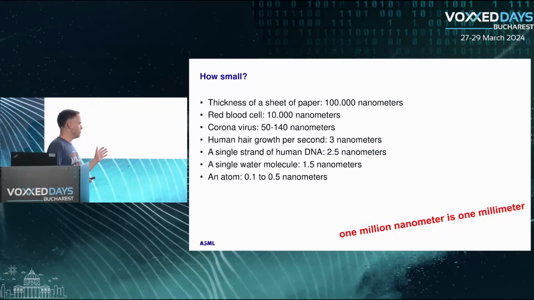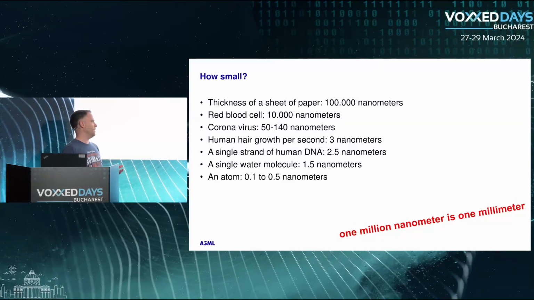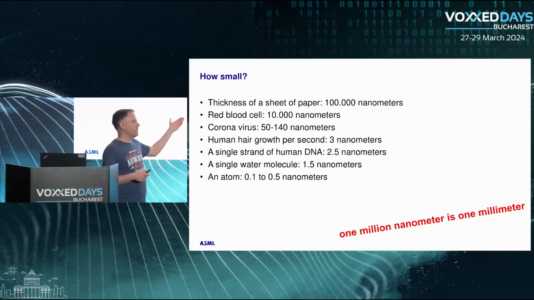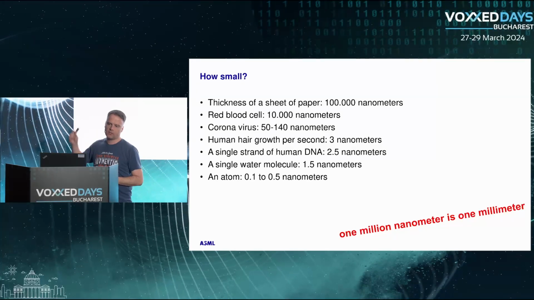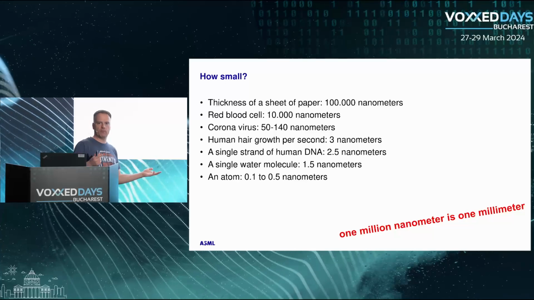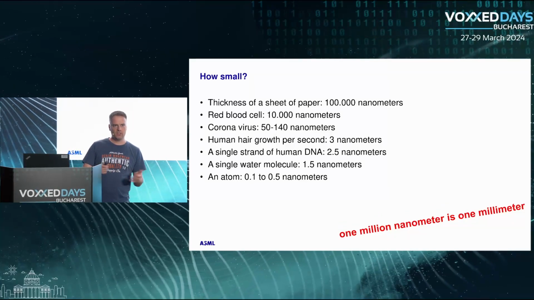So I put in some numbers here. In our world, we talk about nanometers and even smaller than that. So a nanometer is actually, or 1 million nanometers is 1 millimeter, so super small. So I put in some numbers here on how big some things are. How big do you think the transistors are nowadays that we print? So you saw one that we could still picture, but how big are the current ones? Any idea?